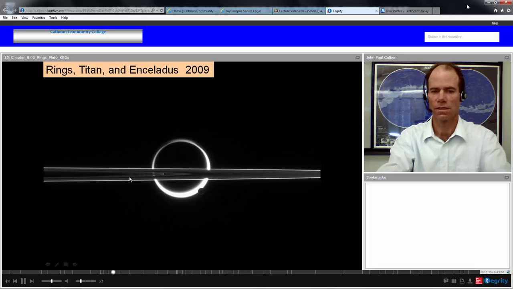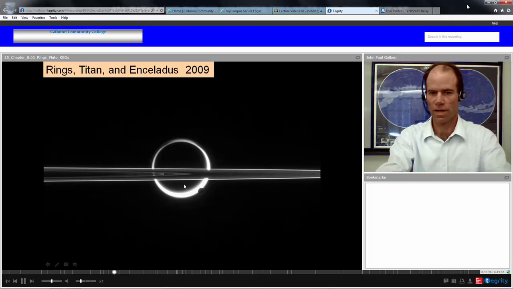And here's a neat picture of Saturn's ring system taken recently in 2009. We have Titan, and it's backlit, so you can see its atmosphere in the light colored here. And then we have Enceladus, kind of infringing on that image in the foreground. And we have Saturn's ring system right here. So it's just a beautiful picture taken by Cassini.